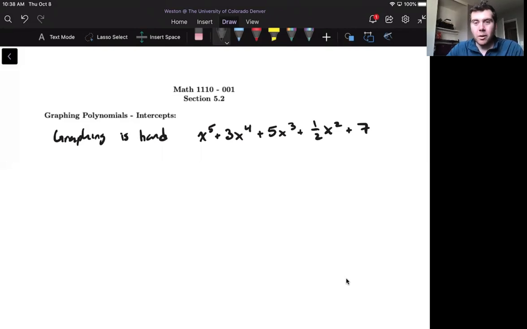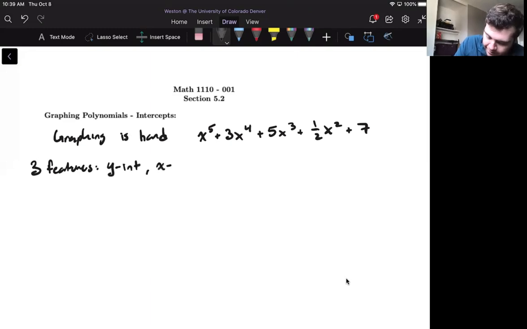But actually figuring out what the graph looks like from the equation is tough. And the reason why it's tough is when we're graphing, we typically want our graphs to have 3 features. We want our y-intercept, our x-intercepts, and we want end behavior.